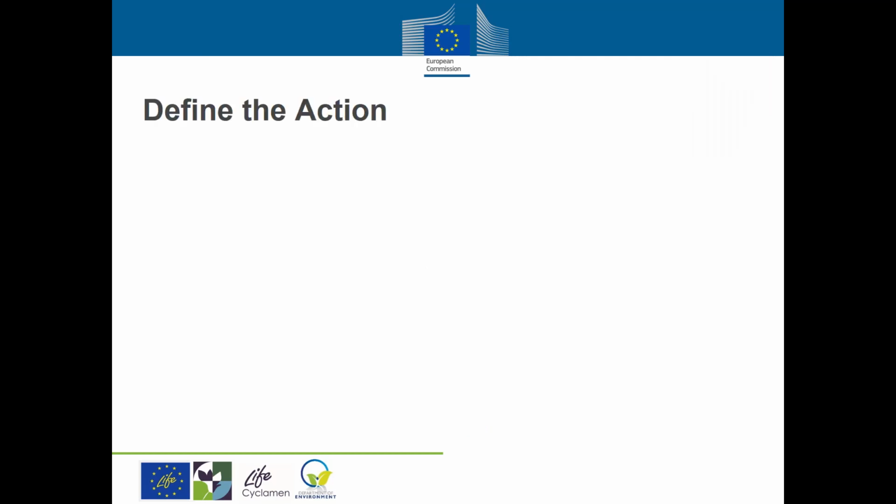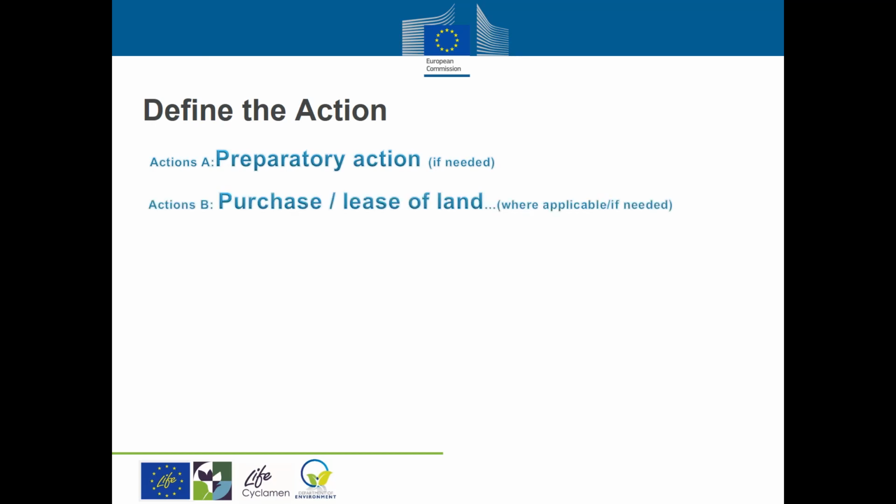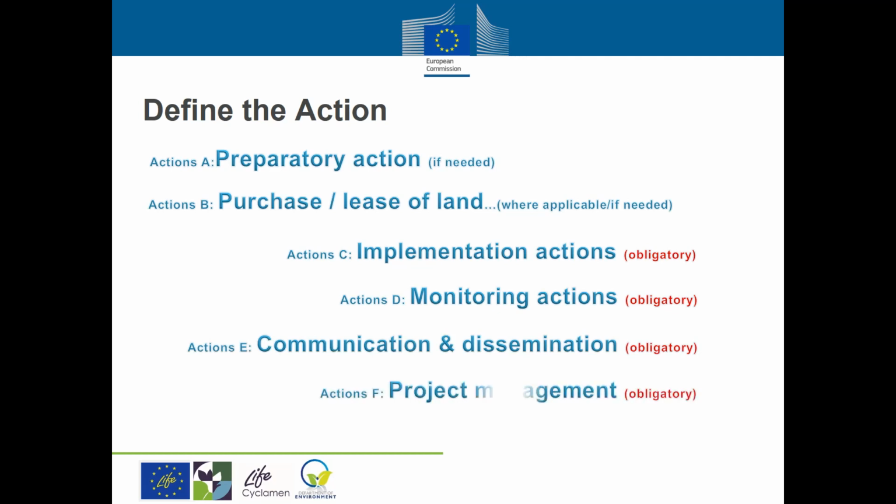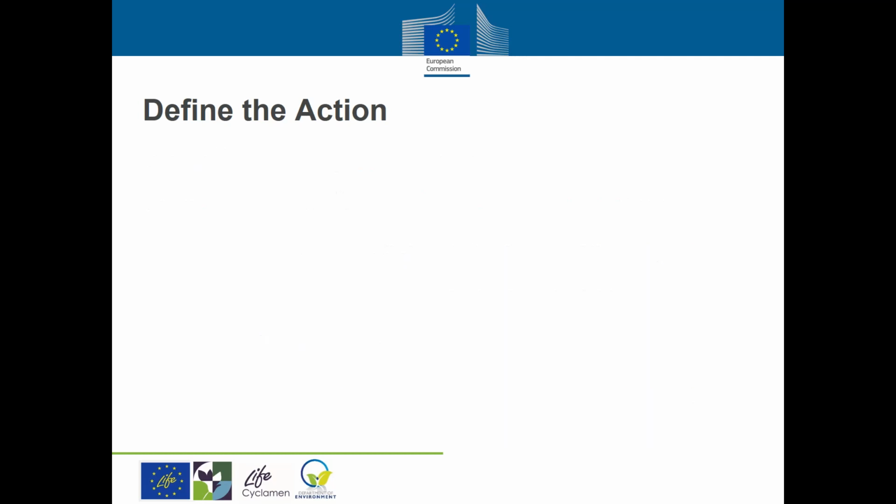Under a suggested project, there are 6 types of actions. Actions A, preparatory actions. Actions B, purchase or lease of land and/or compensation payments for use rights. Actions C, implementation actions. Actions D, monitoring the impact of the project actions. Actions E, communication and dissemination of results. Actions F, project management.